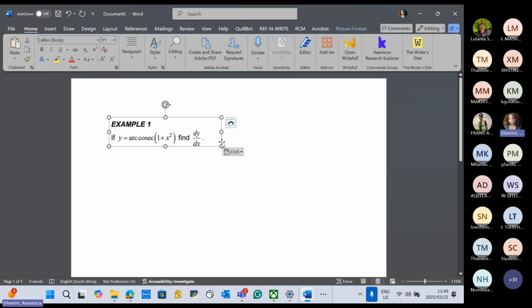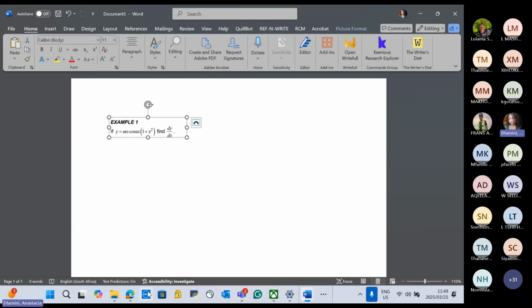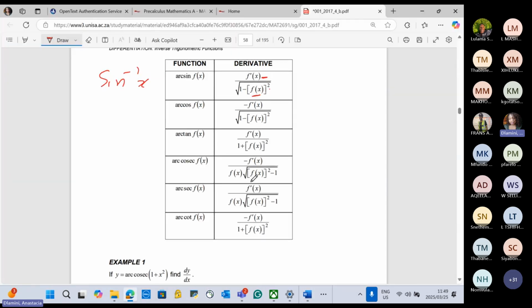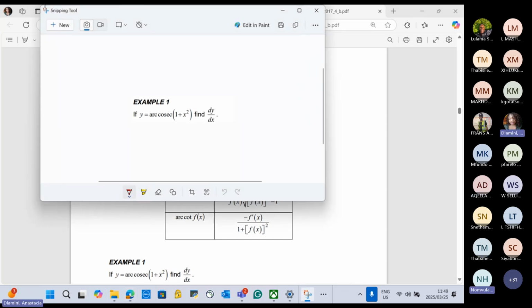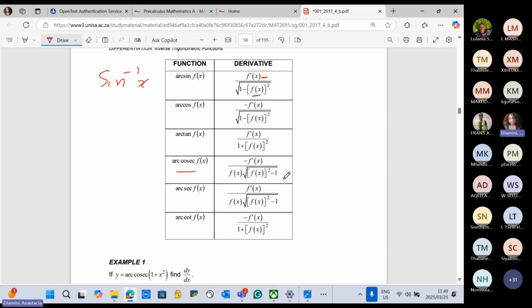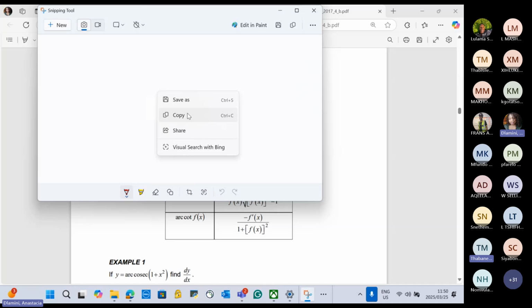So since it's arc cosec, we go to the table. Where's the table? Let me go see the table. Where's arc cosec? Arc cosec is this one. Do you see that? So we then go and take a screenshot of arc cosec, which is this one, the derivative. Let's go and do it.